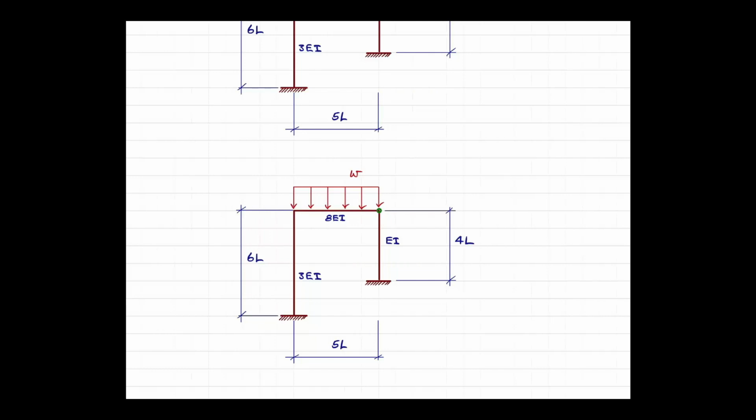If you have the load like this, you have no idea how much goes to the left column and how much to the right column. So you need to do the iterative solution.